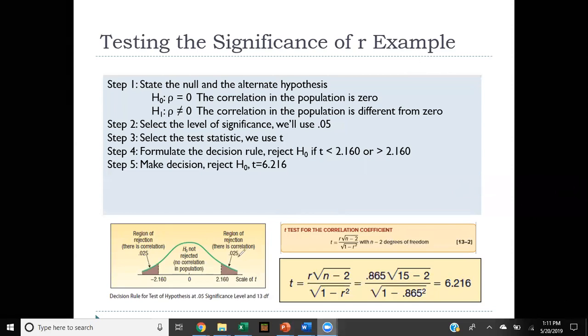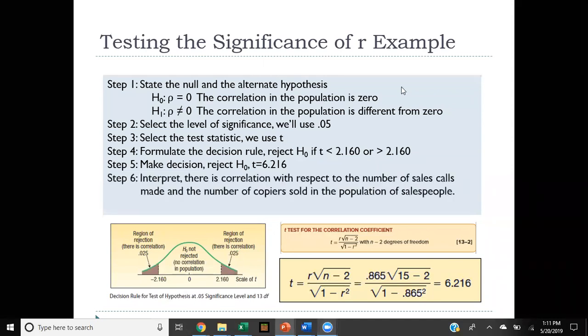That means that value falls somewhere in this tail, somewhere out here. Okay, so it falls in our rejection region. And what does that lead us to believe? It leads us to conclude that there actually is a correlation in the population.